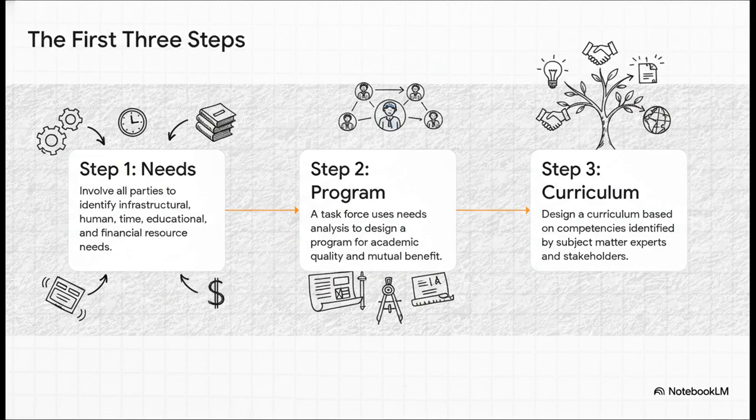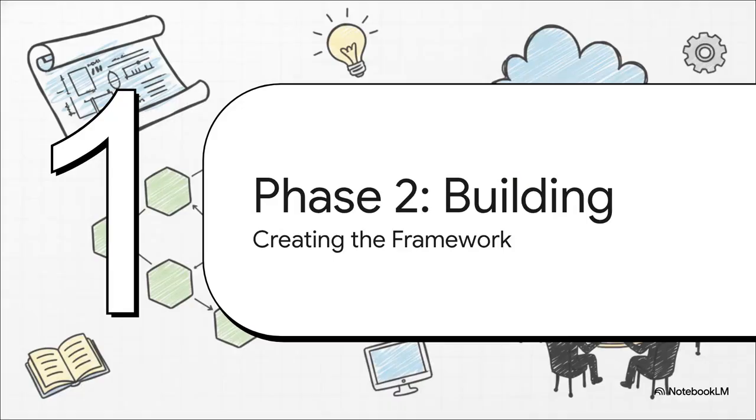It all starts with step 1, the needs assessment. This is where you figure out exactly what you'll need, everything from tech to talent. That information then feeds directly into step 2, where a special task force designs the program for top-notch quality. And finally, all of that leads to step 3, where you build a curriculum that actually teaches the real-world skills people need. Okay, foundation is set.